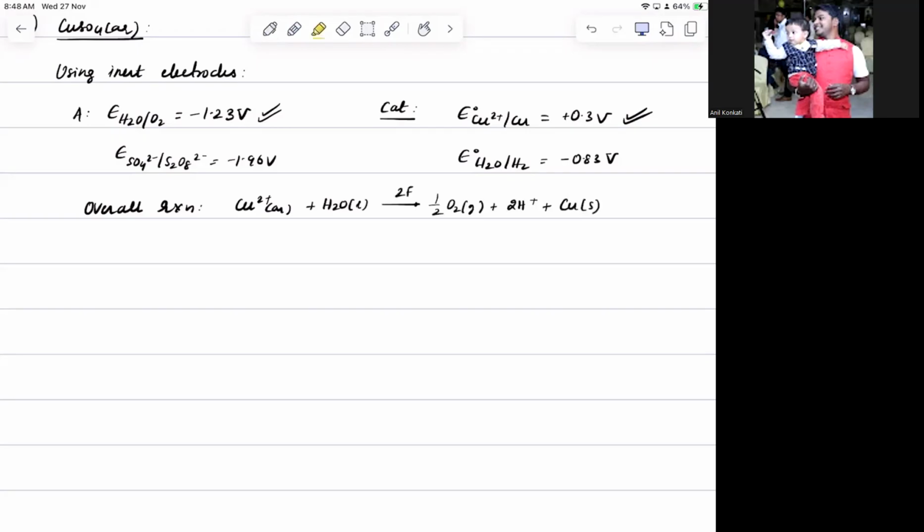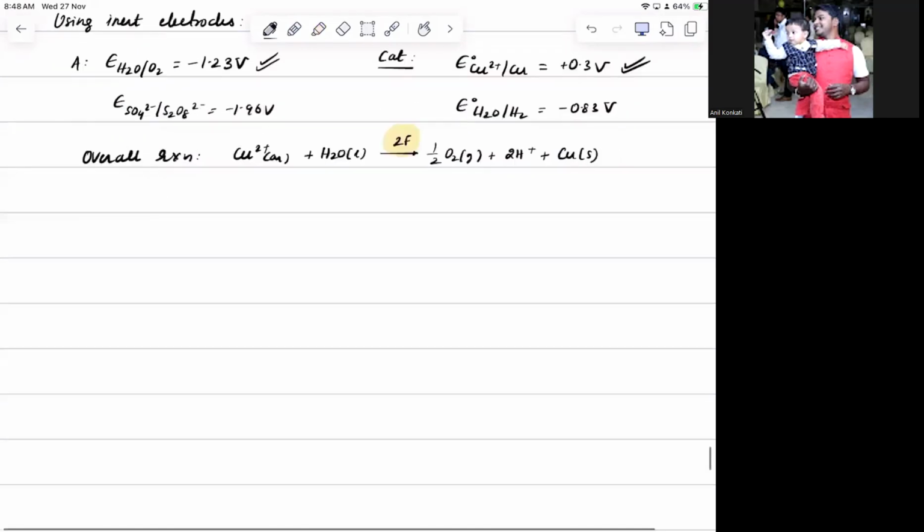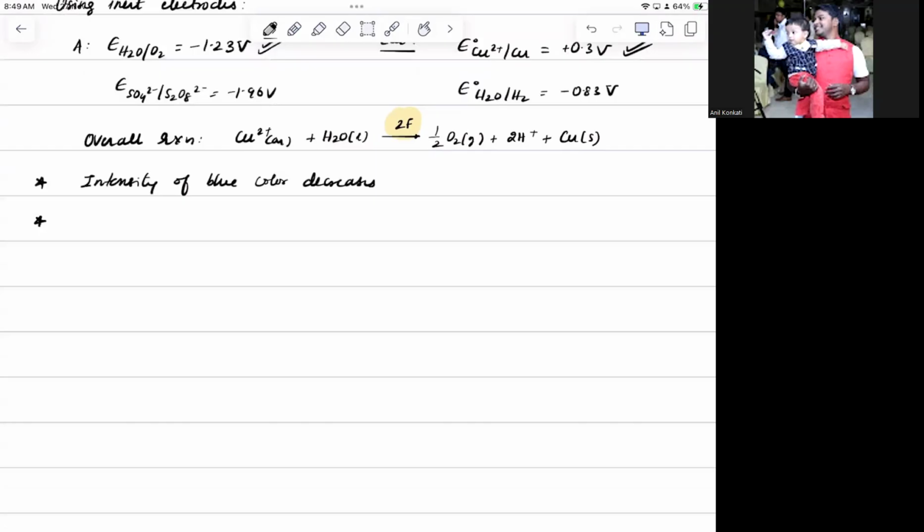Again, this is for 2 Faraday charge. For 2 Faraday charge, this much will be the reduction which is observed. Now, there are two to three important things we need to understand. Initially, the solution is intense blue color because copper sulfate is a blue color solution. The intensity of blue color decreases over time. That is an important part which will be asked in exam. Next, pH: if you notice what is happening, the H plus is increasing, so therefore pH value decreases over time.